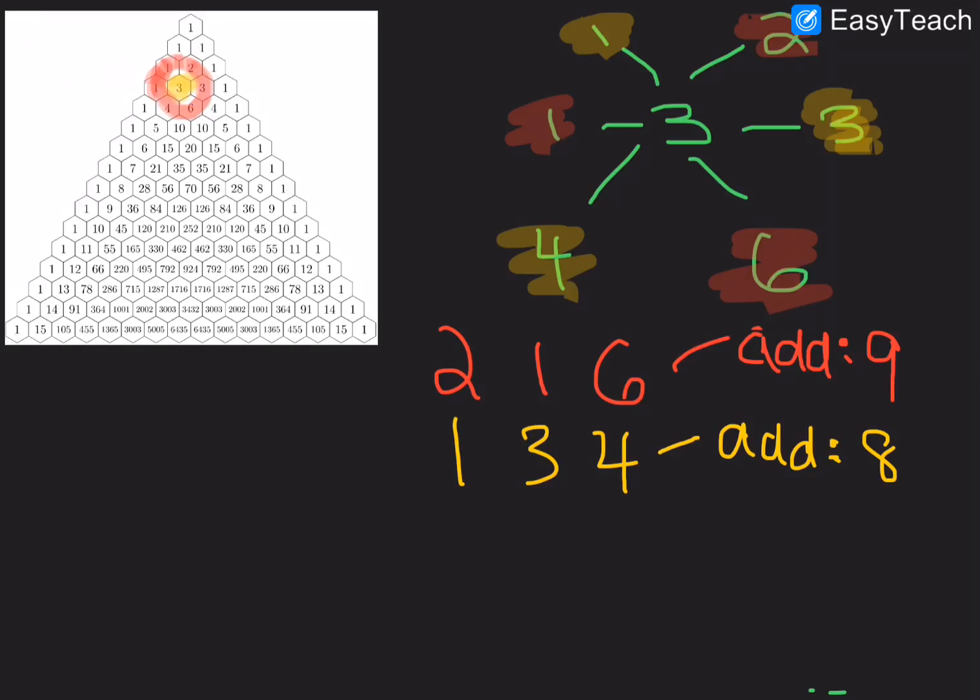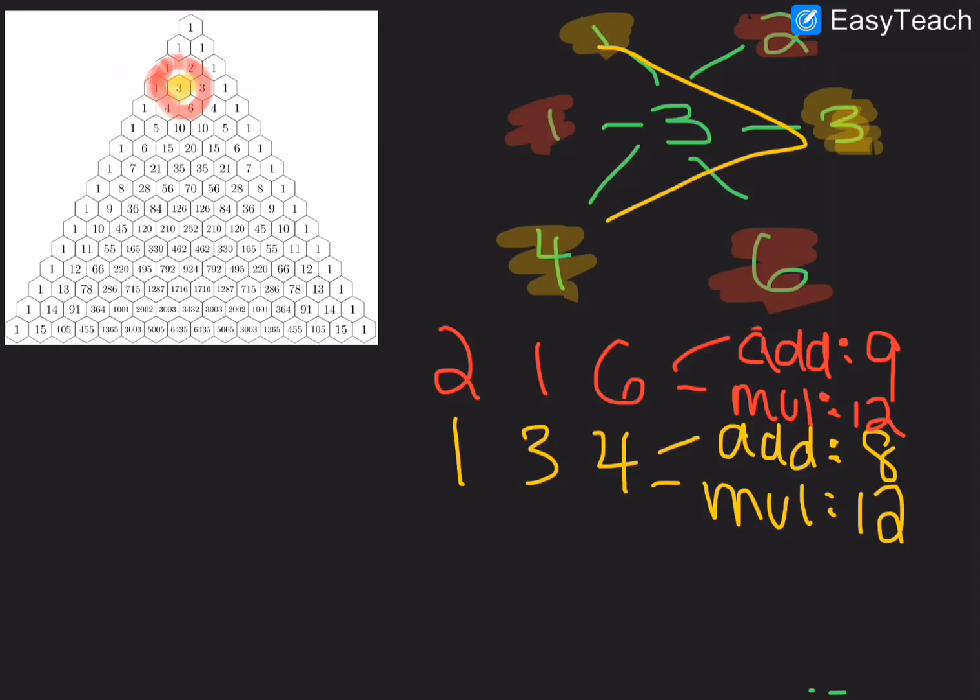But what if we multiply? If we multiply, we get 12. And we also get 12. Does this happen for all these zigzag pattern numbers? Let's take a look at another example.